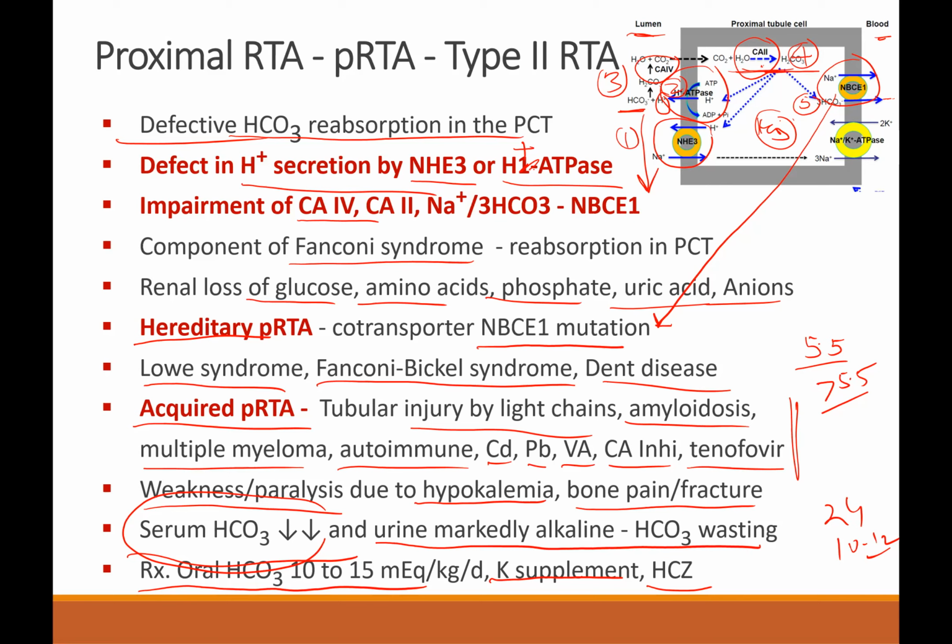How do I treat? Give oral bicarbonate at 15 milliequivalents per kilogram per day, and also potassium supplements to correct hypokalemia. Hydrochlorothiazide also may be useful. So this is all about the proximal RTA. We'll go to the distal RTA.